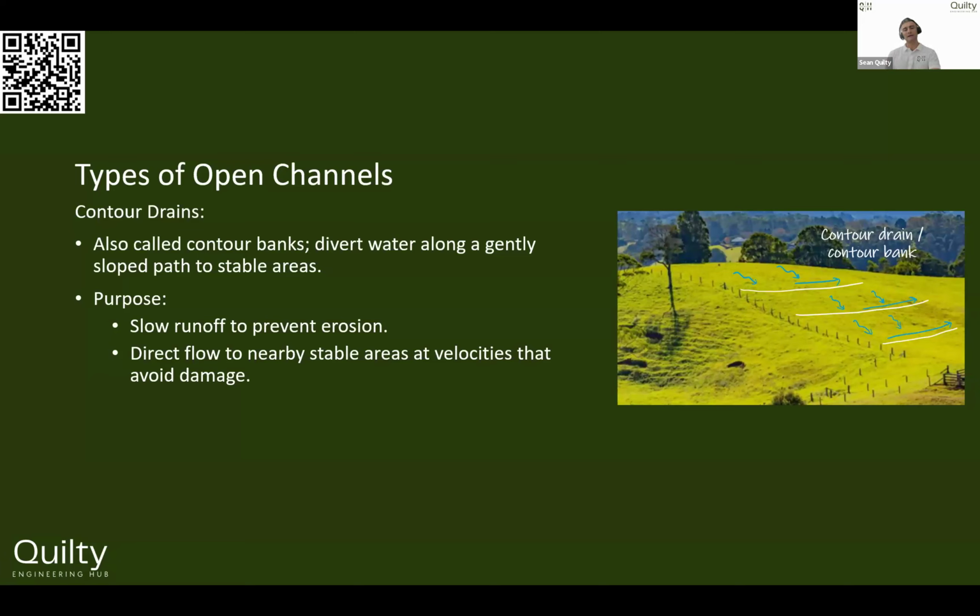So this will slow that runoff to prevent erosion. And then we would allow those contour drains to finish at a suitable location and make sure that the flows rushing through or off of those contour drains are at an acceptable velocity, a very low velocity, to avoid any sort of erosion and any damage there.